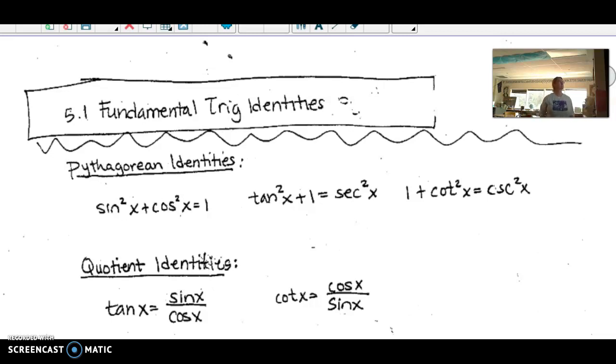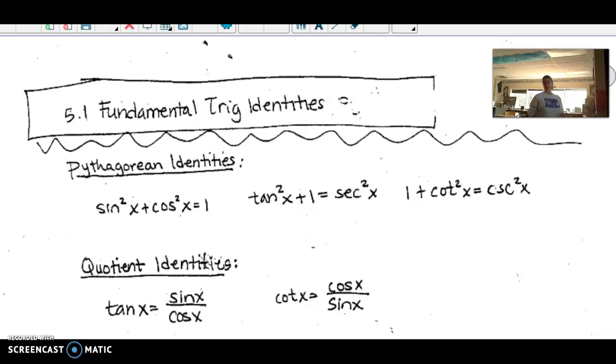Hey guys, this video is going to cover 5.1 on the fundamental trig identities. So chapter 5 is all about identities. We're going to be spending a little bit of time in 5.1. Once you understand how identities work and you get the hang of it, then it's just basically applying it to different identities, and that's what this whole chapter will be about.